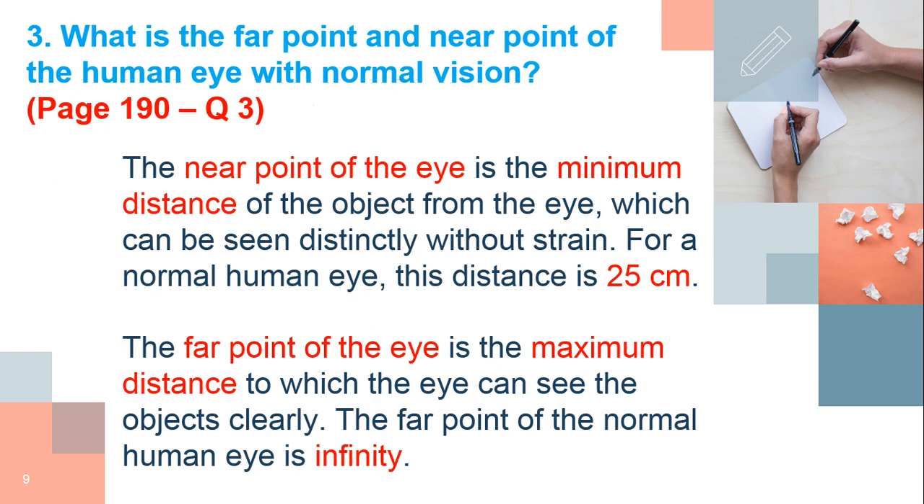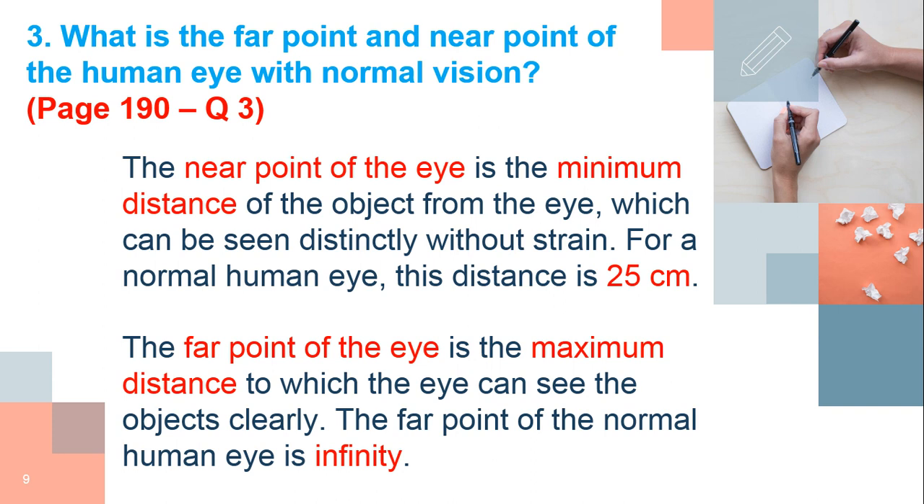And the third question is: what are the far point and near point of the human eye with normal vision? The minimum distance at which a person can see clearly is the near point of the eye. For a normal human eye, the distance is about 25 centimeter. So we can see nearby objects from 25 centimeter, but we cannot see clearly closer than 25 centimeter.